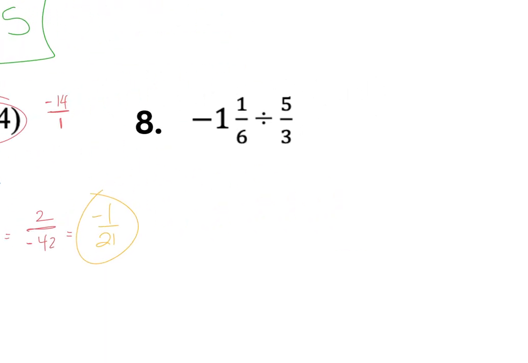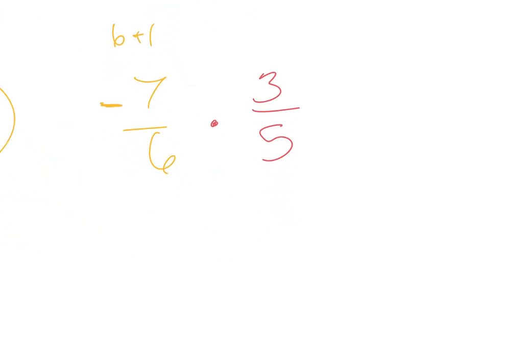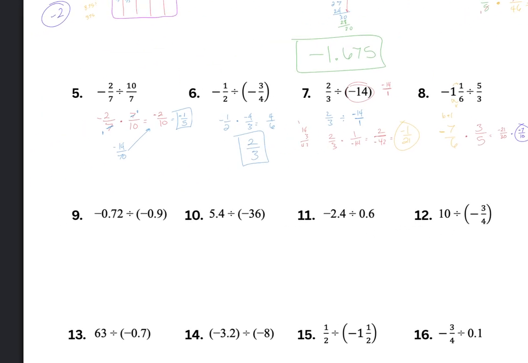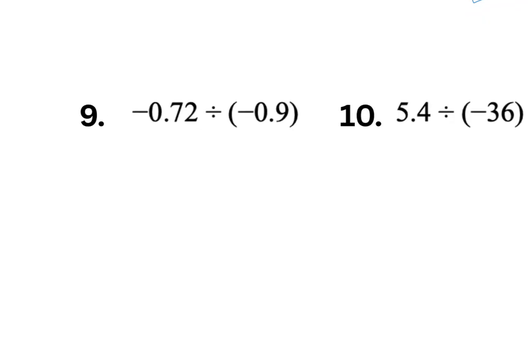Number 8, convert this, multiply to get 6 plus 1 is 7/6, and it's negative, and we will be multiplying by 3/5. So this is negative 21/30ths, which dividing both of those by 3, we get negative 7/10. We're done. All right. Looking at this, I know that 72 divided by 9 is 8.